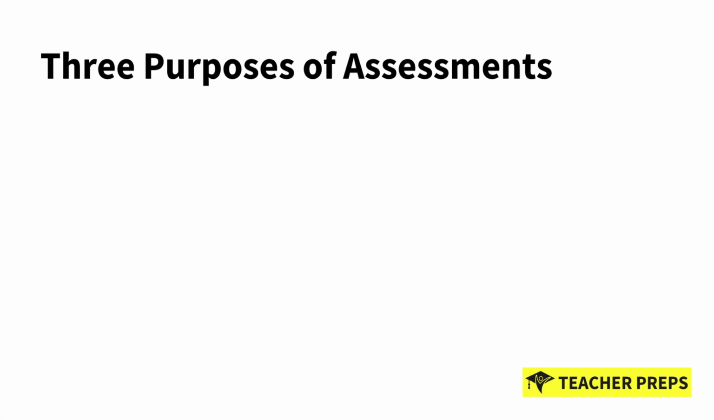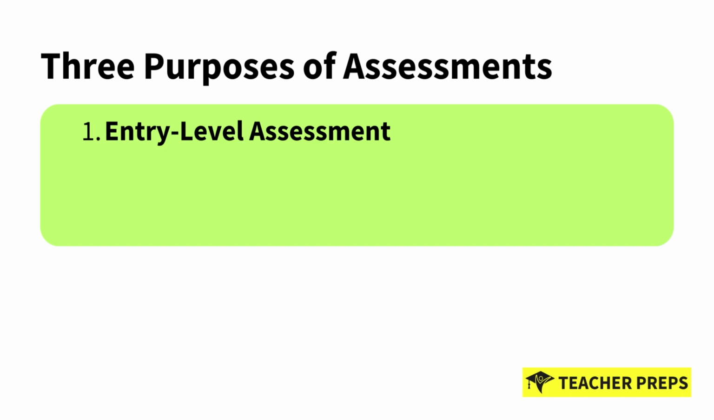Next, in the context of reading fluency for students in grades 4 through 6, assessment serves three critical purposes, which include number one, entry level assessment. This initial evaluation is used to pinpoint the specific fluency instruction needs of each student. By understanding their individual reading abilities at the onset of instruction for a specific unit or skill, we can tailor our instruction to address their unique requirements.